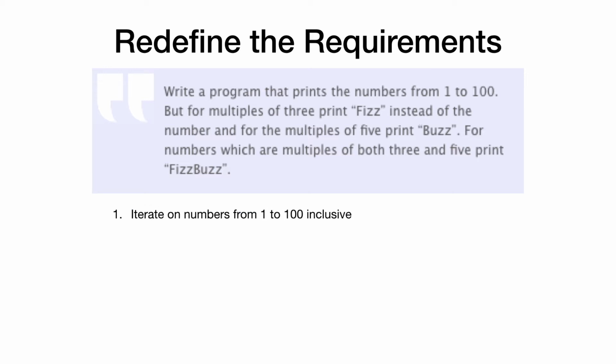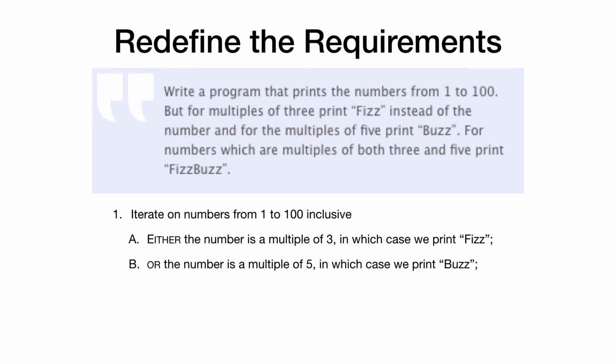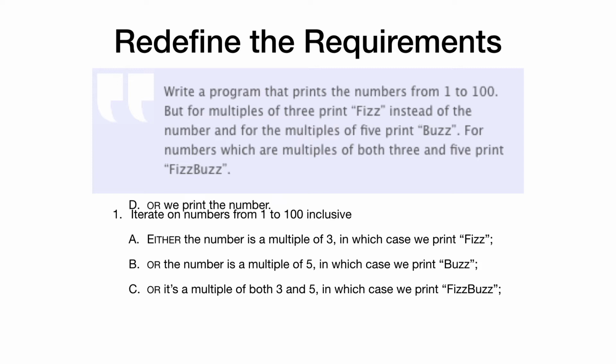1. Iterate our numbers from 1 to 100 inclusive. A. Either the number is a multiple of 3, in which case we print fizz. B. Or the number is a multiple of 5, in which case we print buzz. C. Or it's a multiple of both 3 and 5, in which case we print FizzBuzz. And D. Or we merely print the number.